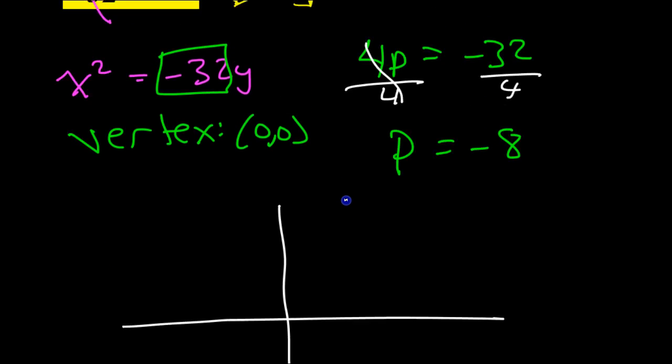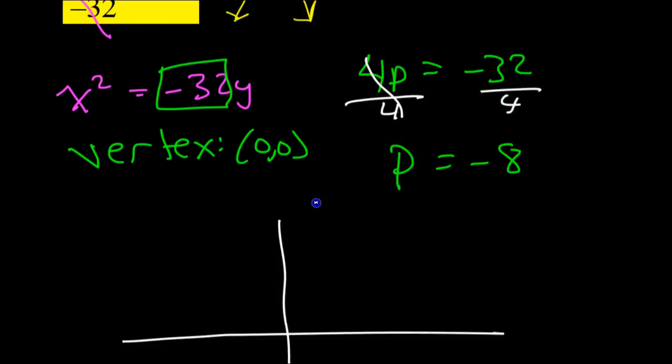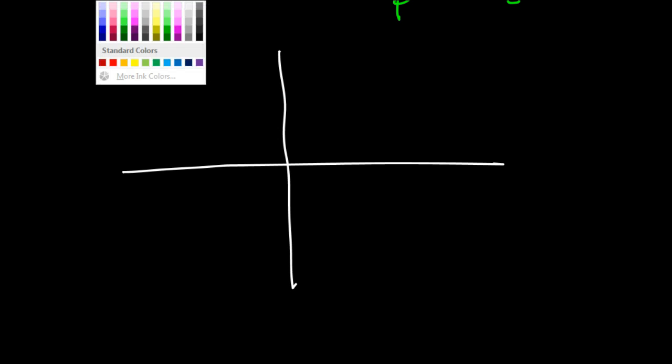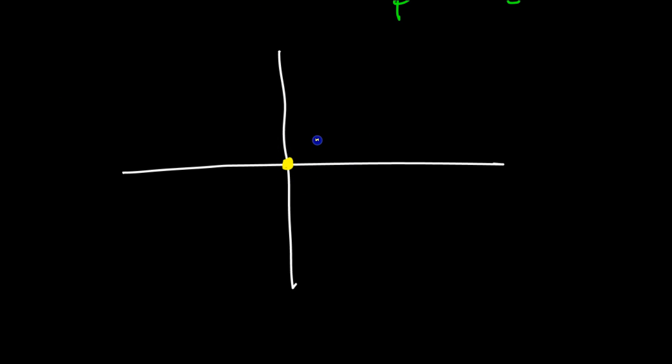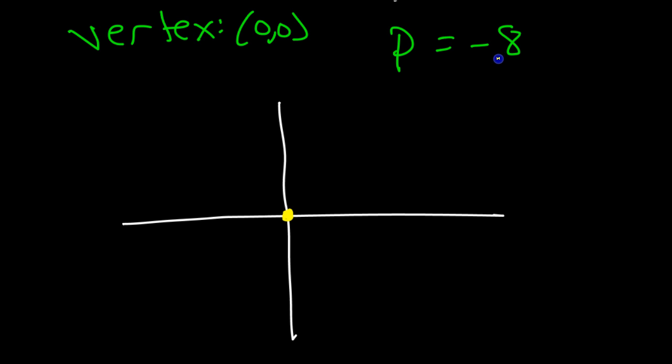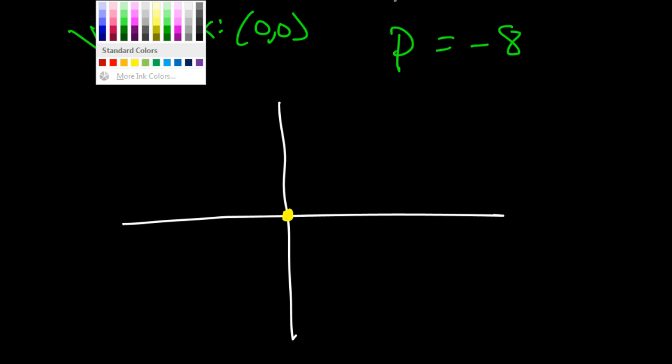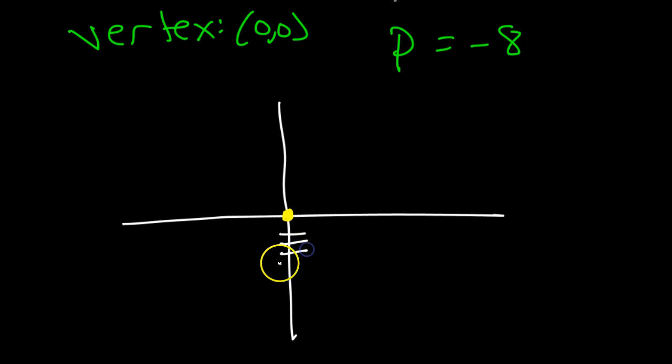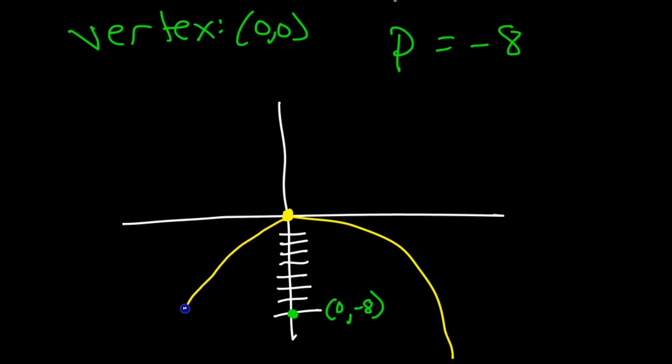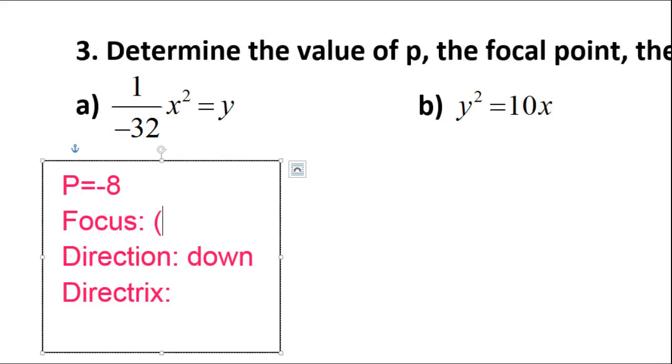Okay, and we know this is facing downward. So with our vertex at 0, 0, and p is -8, that means we're going to go down 1, 2, 3, 4, 5, 6, 7, 8. So this is going to be where our focus is. So we have a focus at 0, -8. So this is what our parabola is doing. Okay, so that's focus is 0, -8.